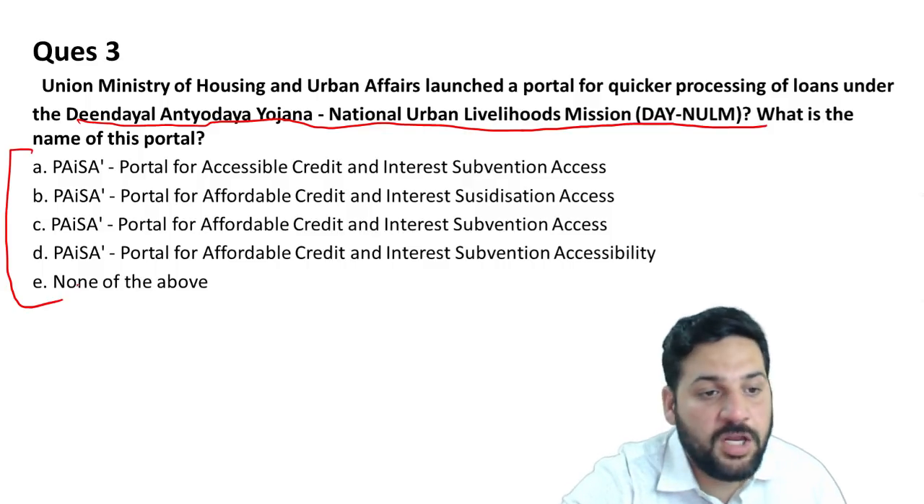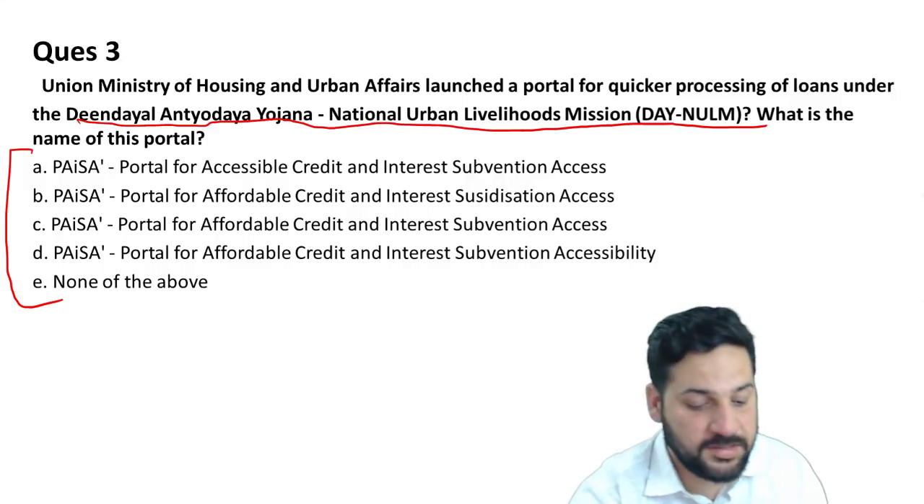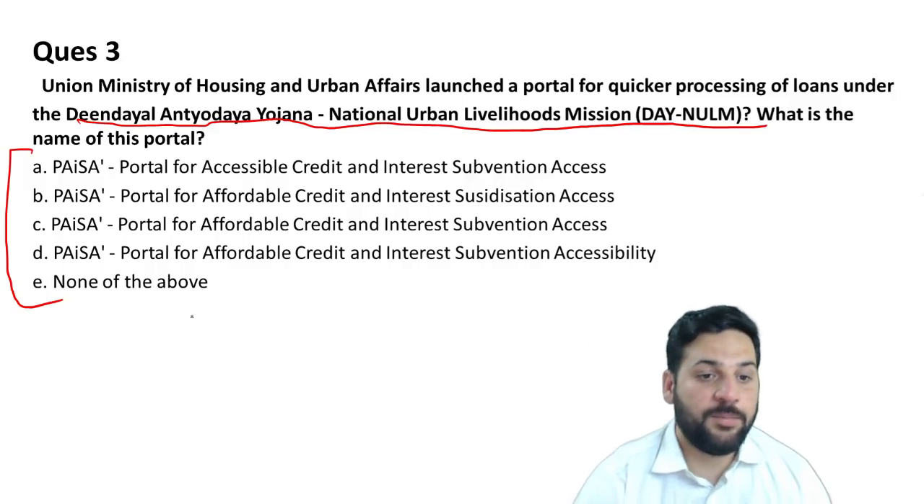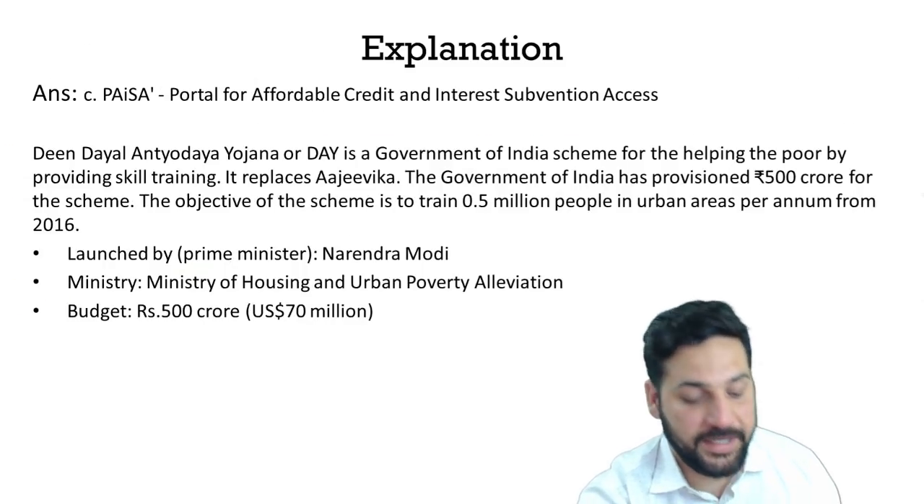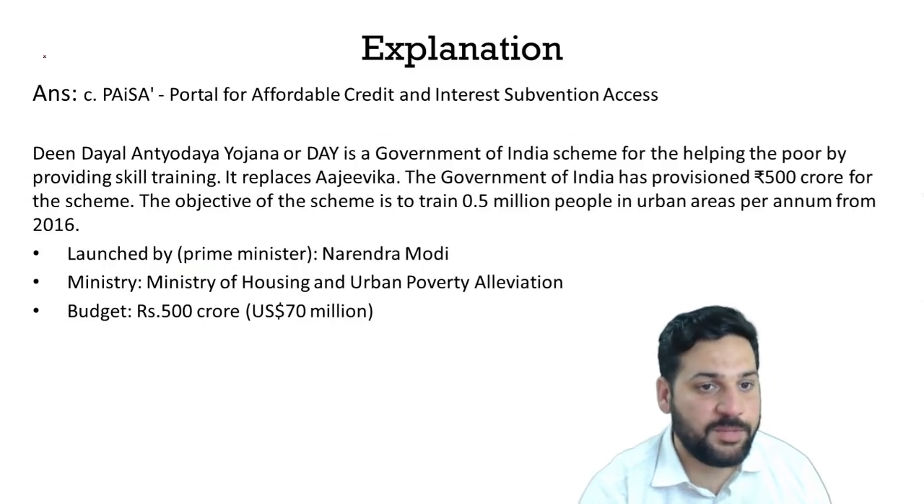Anybody? Chalo, let me give you the answer. The correct answer is D. The portal for affordable credit and interest subvention access. Okay, that is the name of the portal.